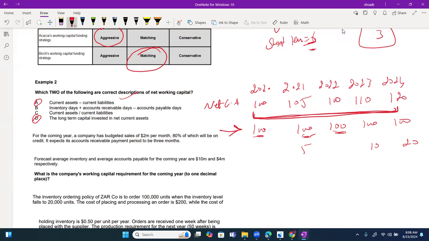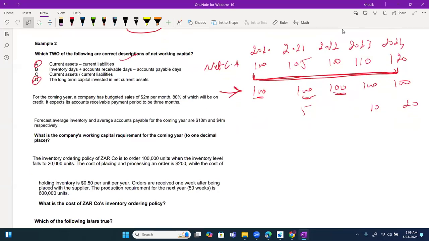Okay. Next is, for the coming year, the company has budgeted sales of 2 million per month, 80% of which will be on credit. It expects its account receivable payment period to be 3 months.